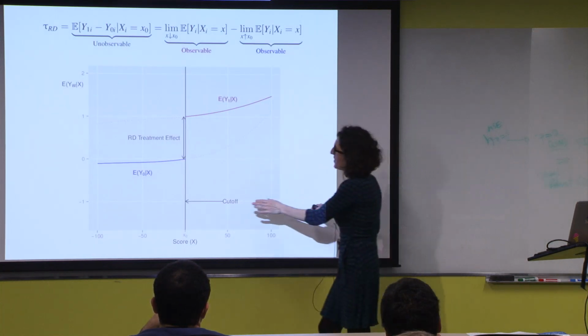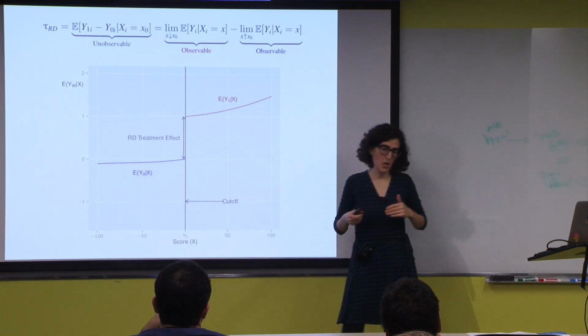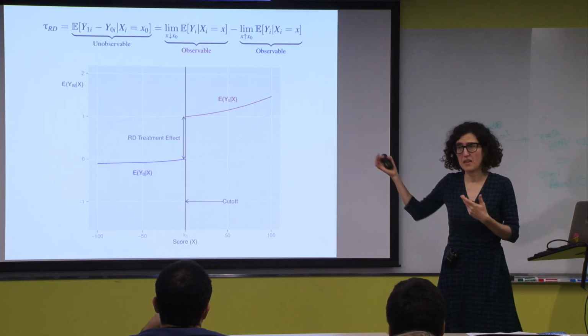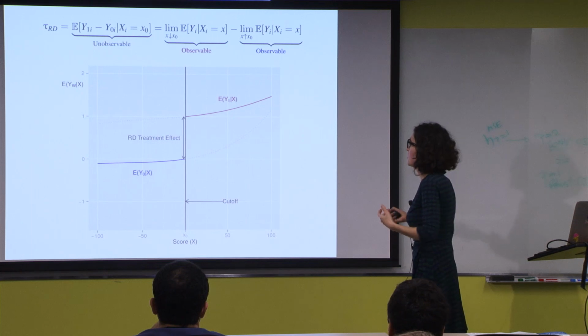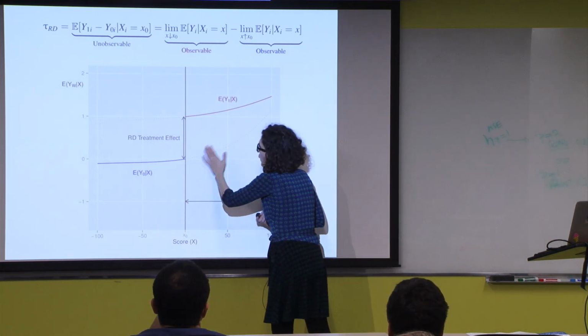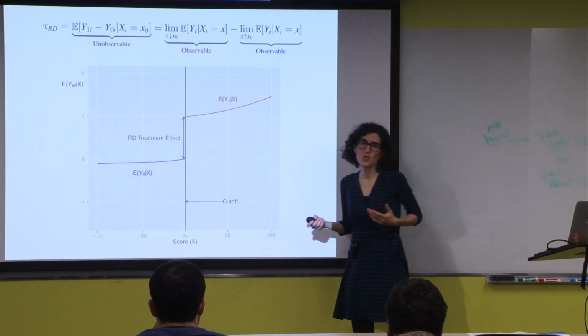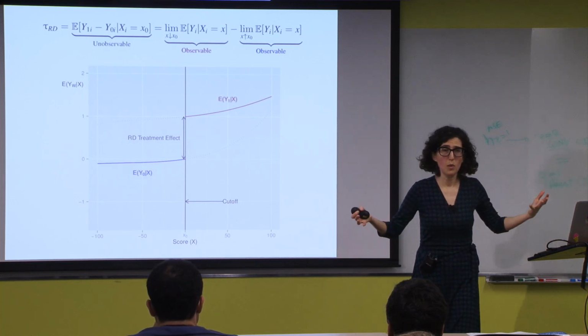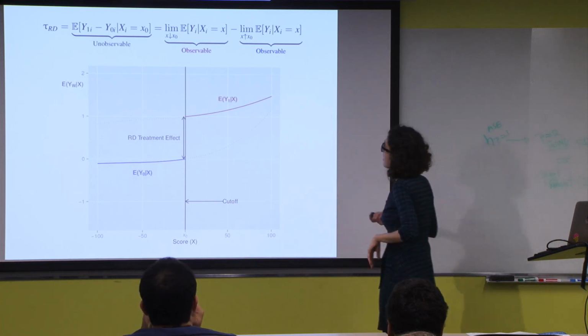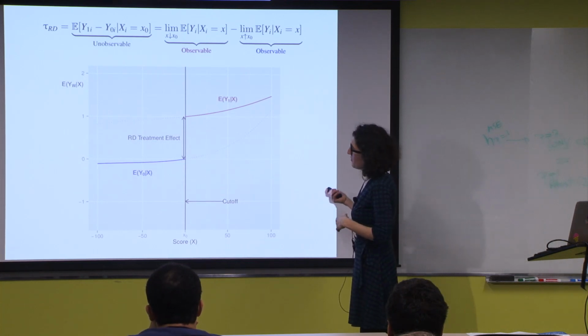Sure, this is the RD treatment effect, and we all write a lot of papers trying to make valid inferences for that parameter. But honestly, I'm interested in the average treatment effect for everybody, or in all points of the support. So what can we say about the average treatment effect in other places?